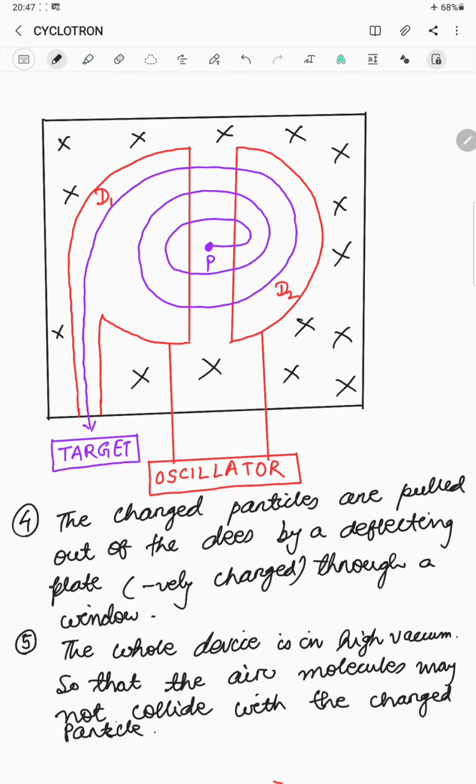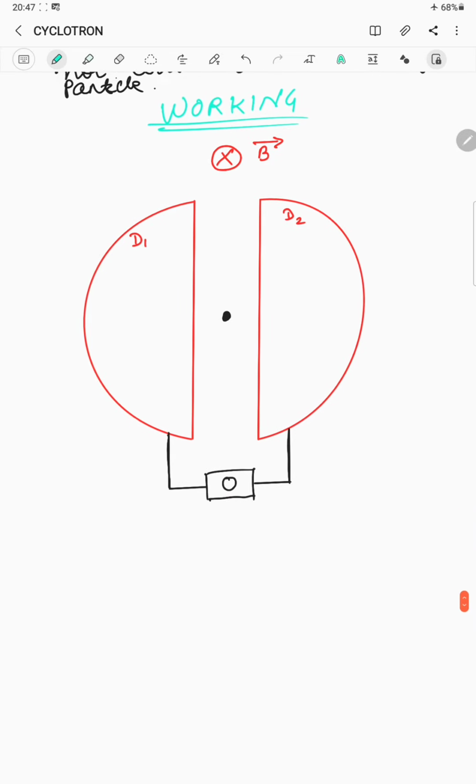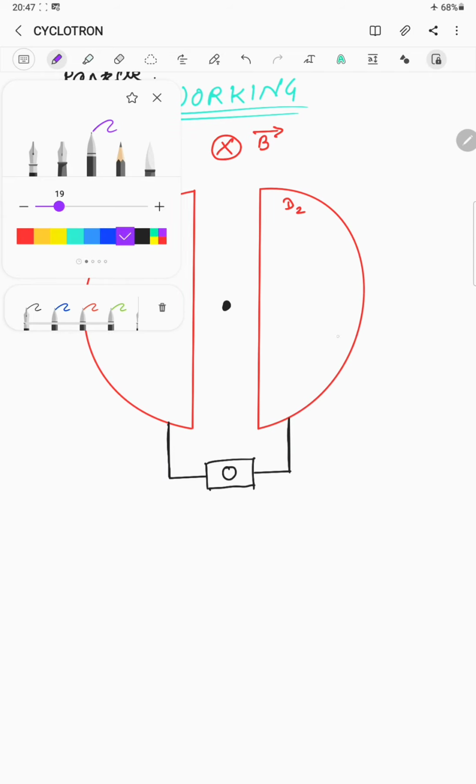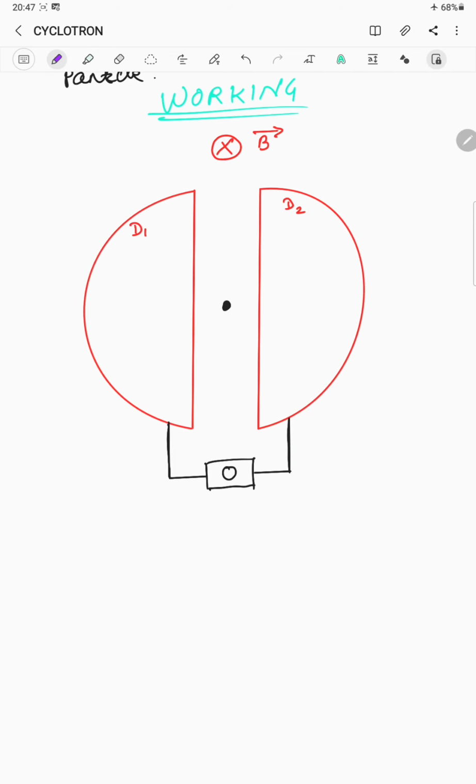So next comes, after the construction, the working, which is very important. So working of this oscillator. Now we need to understand the working of this oscillator. For that, I have taken the help of D-shaped, which I have shown D1 and D2. These are the two D-shaped. And here cross means the magnetic field is into the plane of the paper. So that indicates that my particle is moving in one plane and the magnetic field is perpendicular to it. And this is your oscillator, which I have told.